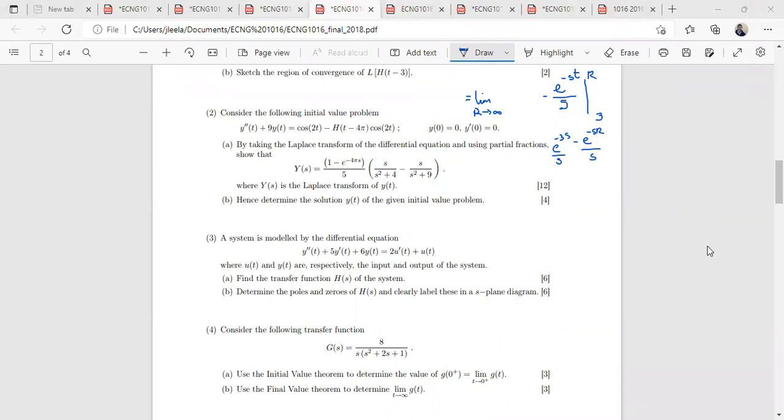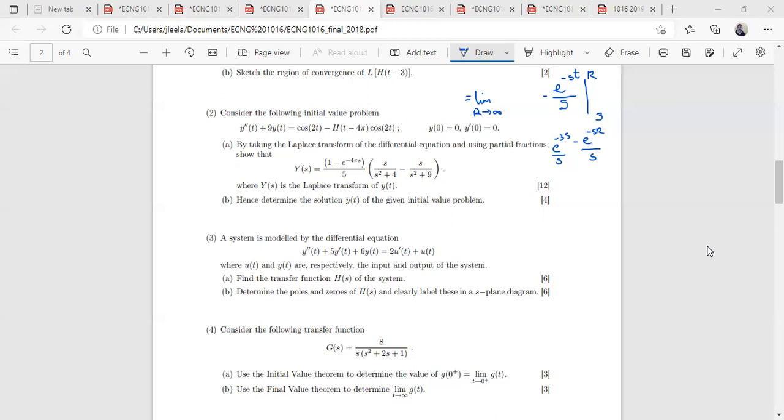Okay, so the other part here now, consider the initial value problem: y double prime plus 9y(t) is equal to cos 2t minus the Heaviside at t minus 4 pi times cos 2t, and you have your initial conditions here all being 0, right? So by taking the Laplace transform of the differential equation and using partial fractions, show that Y(s) is 1 minus e to the minus 4 pi s over 5, into s over s squared plus 4 minus s over s squared plus 9. And then you have to determine the solution y(t).